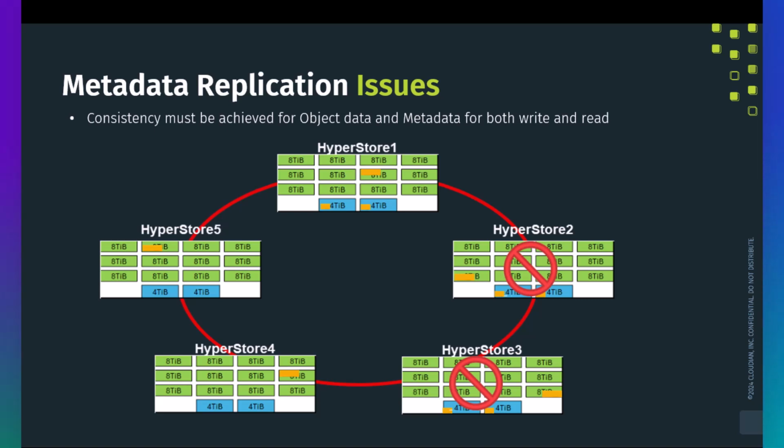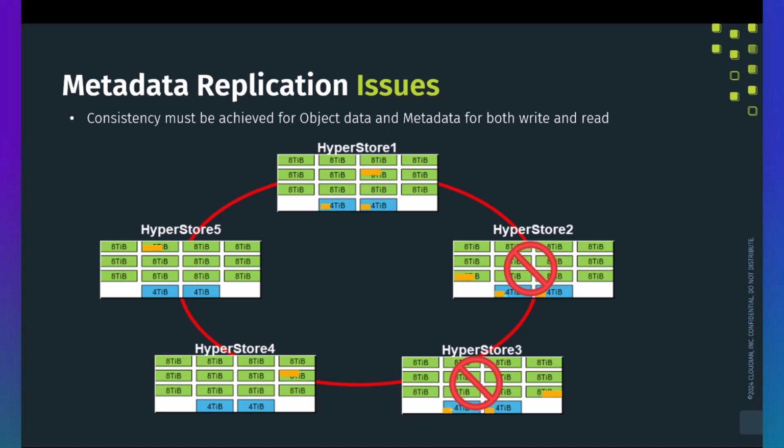For a read to be successful, we require k fragments of the object data, which we can achieve. We also need a quorum of metadata, which in this case would be 2, so is a failure. In this scenario, this object cannot be read.